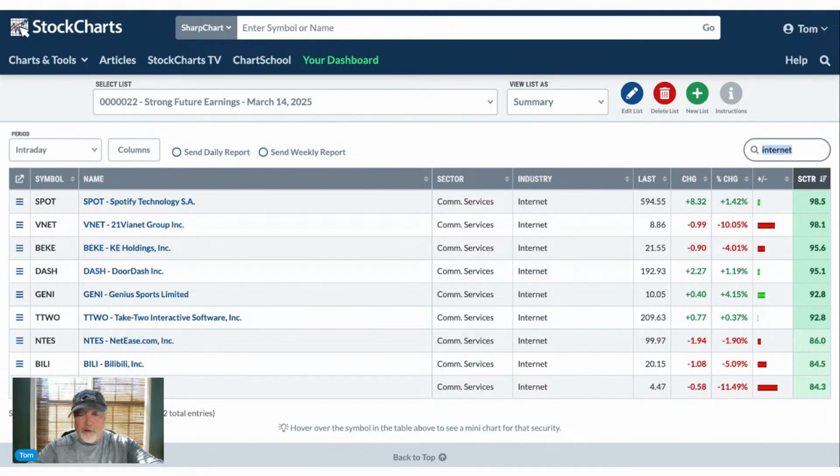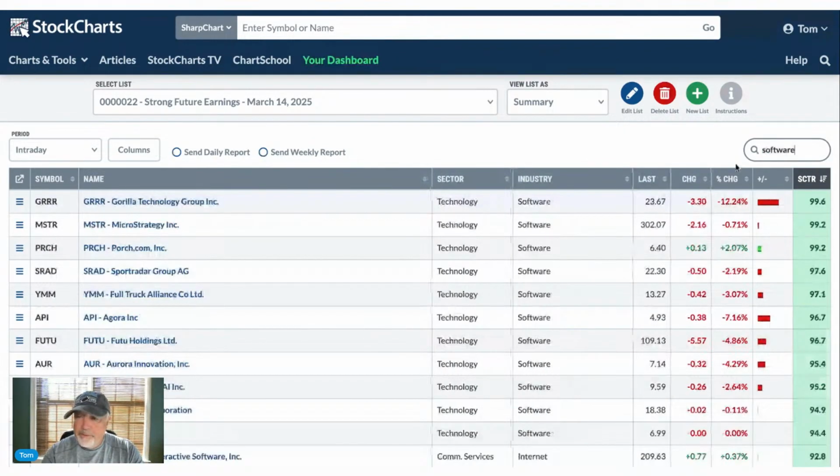You can pull up software. Here's the software group, all of the stocks on the strong future earnings list. And this box right here where you can search, you can do this on any of the chart lists. So I'm just featuring right now the strong future earnings, but this could be used on the strong earnings. It could be used on the raised guidance. Again, you can go through and check out any of these.